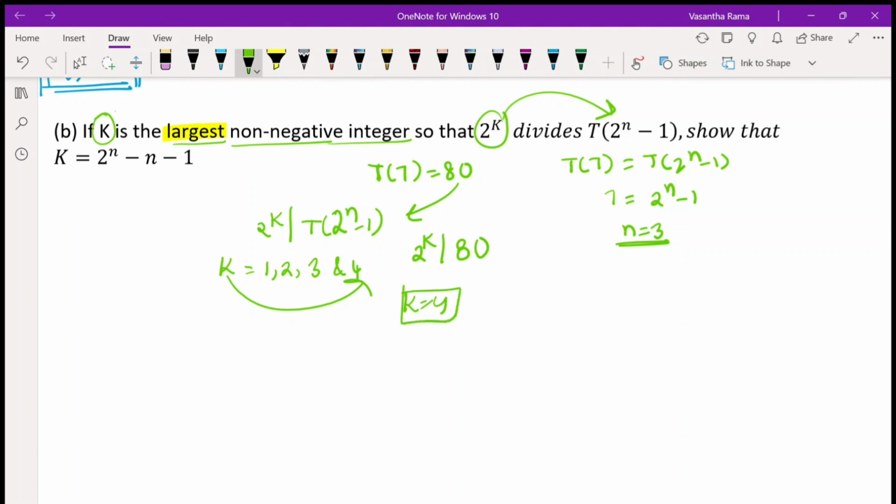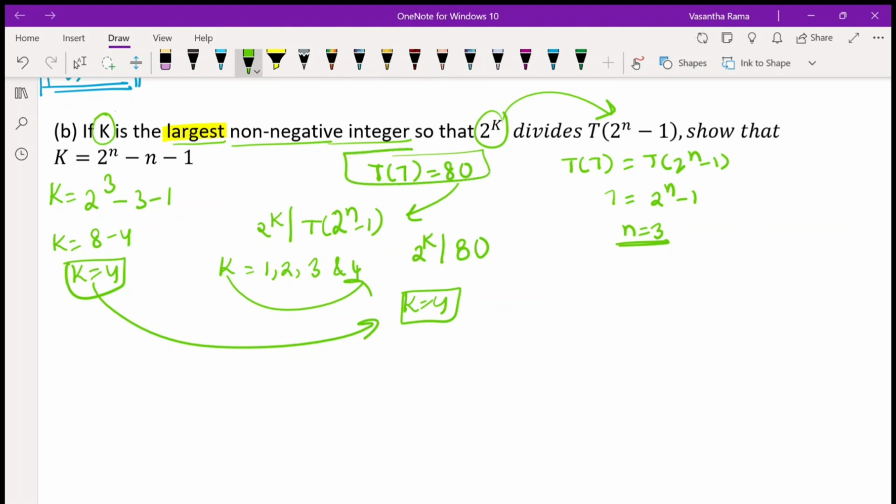We can verify this by putting n in this equation. K is equal to 2 cubed minus 3 minus 1. K is equal to 8 minus 4. K is equal to 4. Since both the answers are matching, the value that we got, that T of 7 is 80, is the right answer.